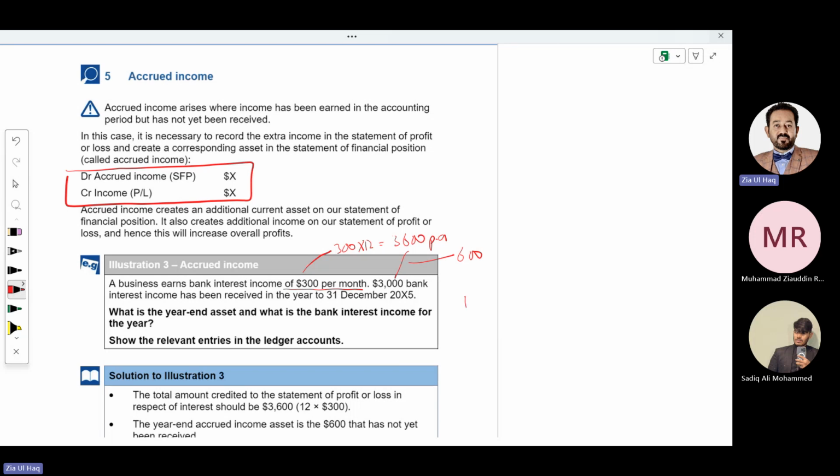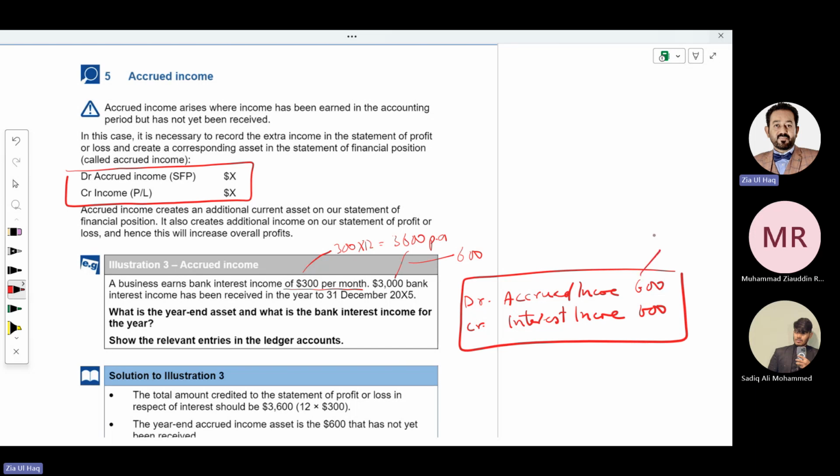So what is the accounting entry? Debit accrued income, how much? 600. And credit interest income, how much? 600. So this will be recorded in the statement of financial position. It's a debit. This means this will be recorded as an asset because we're going to receive in future. And this will be charged to profit and loss account as income. Is that fine?